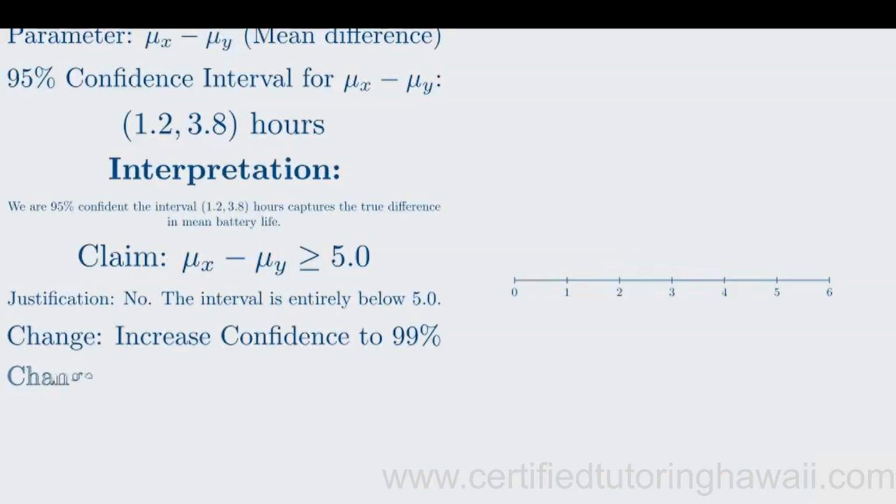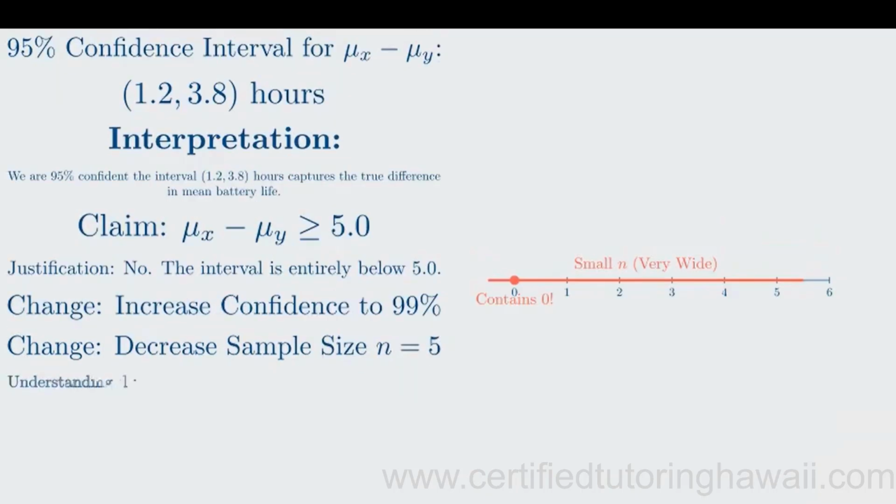Finally, what would happen if the reviewer had only tested 5 phones of each type instead of 40? A smaller sample size increases the standard error. This makes the margin of error larger and the interval much wider. With only 5 phones, the interval might have been so wide that it included 0, meaning we couldn't even prove which phone was better. By understanding these dynamics, you can better design experiments and more accurately critique the statistical claims you see in the world.